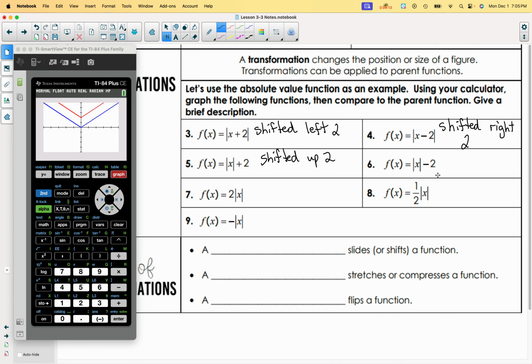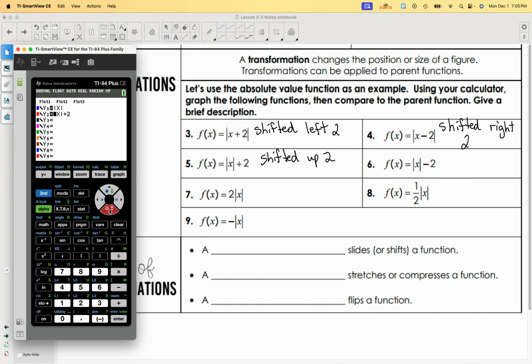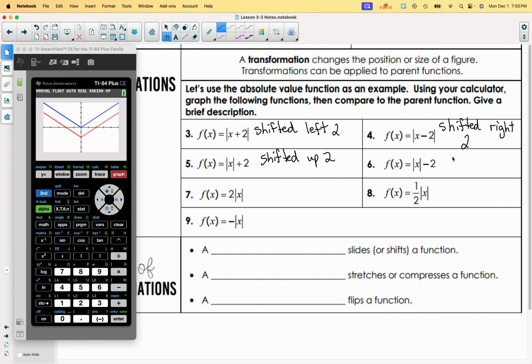Now let's take a look at what happens for the absolute value of x minus 2. Make a guess. What do you think is going to happen? And let's try it out. So if I just switch this to a minus and hit graph, and notice that my parent graph now has shifted down 2.